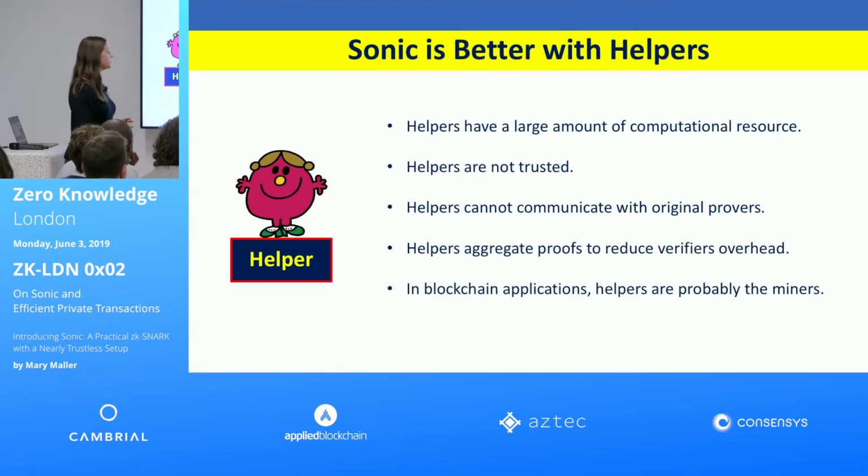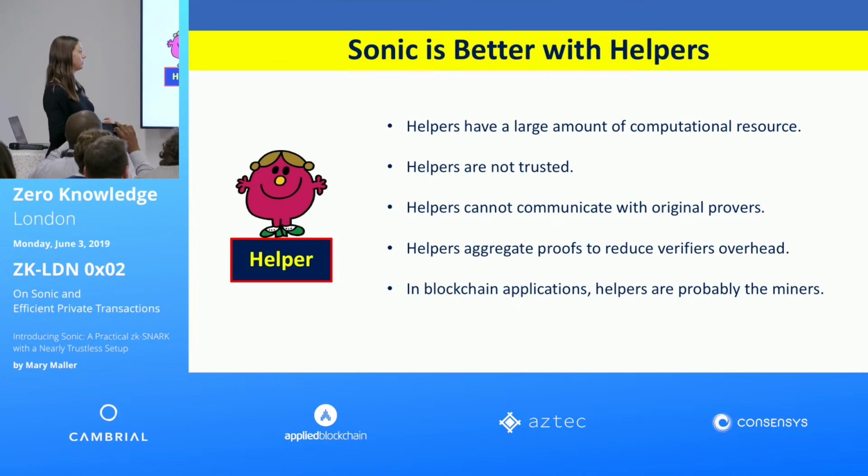So what assumptions do we make about these helpers? We do assume that they have a moderately large amount of computational resource. They're not just a verifier that's trying to run their verification very, very quickly. They're willing to invest some time and some power into the system. They are not trusted. They absolutely should not be trusted. We're really assuming that this protocol might be run by miners, so if we had any trust in them whatsoever, then that would be bad.